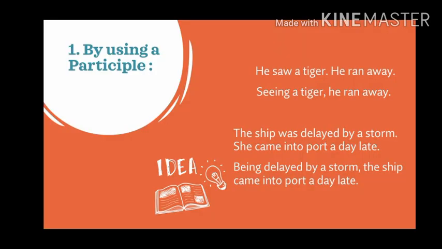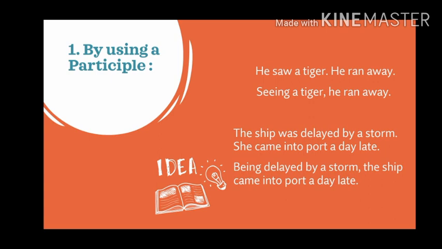First one is by using a participle. So what do you mean by a participle? Participles are verbal adjectives. They are partly verb and partly adjective. You have learned in standard 7. Example, he saw a tiger, he ran away. Two simple sentences are given. So we can write like this. Seeing a tiger, he ran away. The comma after tiger is a must.